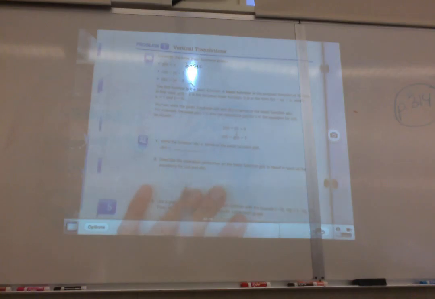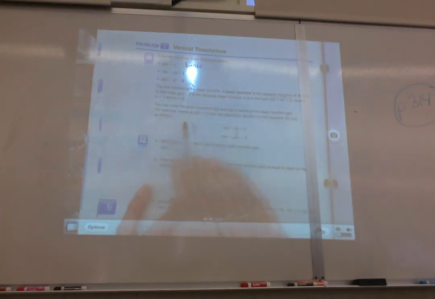Oscar, did you write basic up here? Basic because it's the simplest. In the case of g of x, it's the simplest linear function. It is in the form of ax plus b, where a is 1 and b is 0. You can write the given functions c of x and d of x in terms of the basic function.